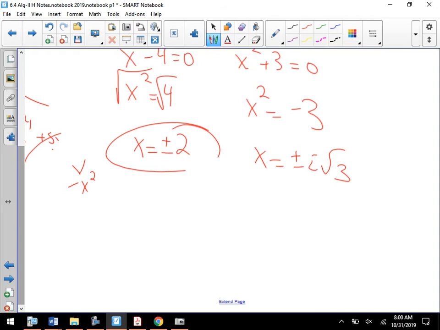So these become the zeros of that quadratic, excuse me, of that polynomial. In that polynomial, though, how many of those zeros are you able to graph via intercepts? Just the real ones, the plus or minus 2's. The plus or minus i root 3 is going to happen somewhere else. We just don't know where.